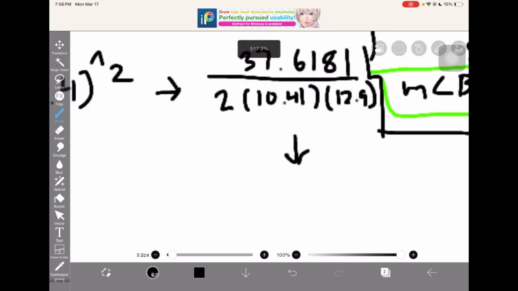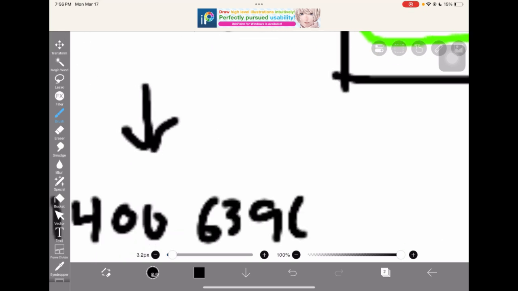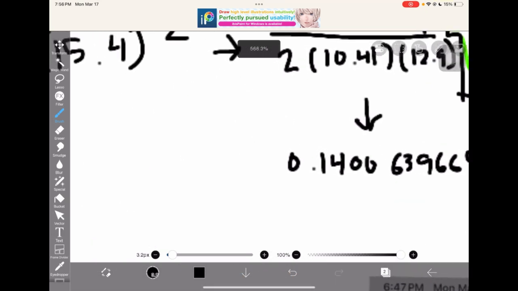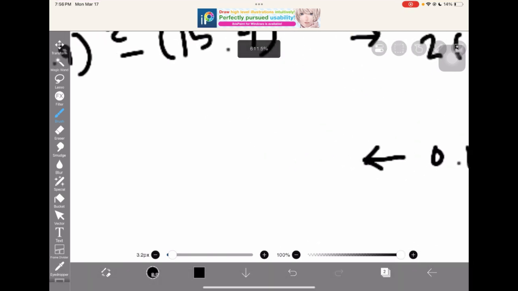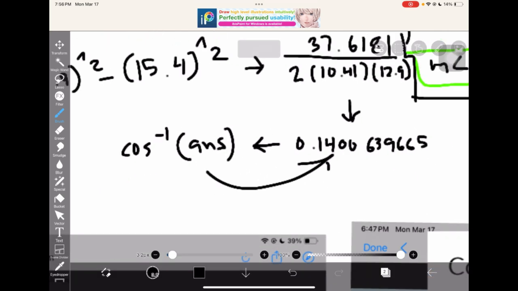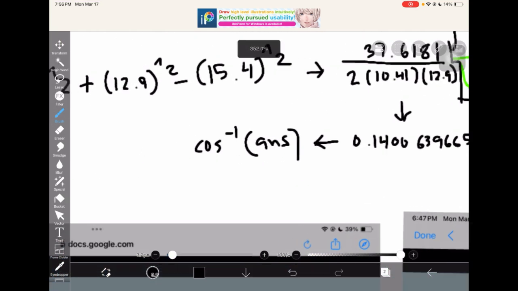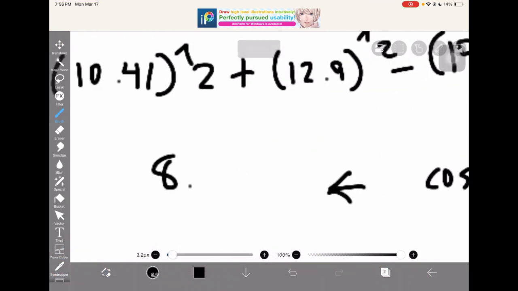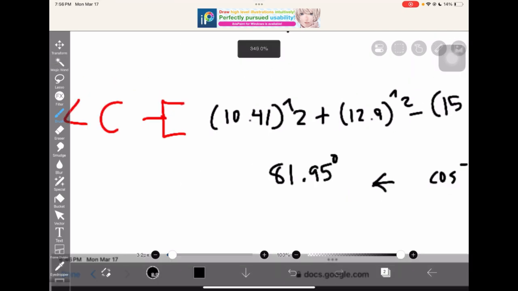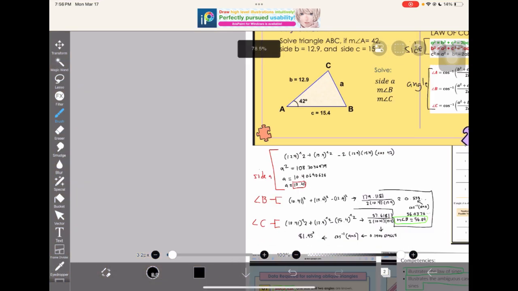So yeah, we do get about 0.140063965, and then we just do cosine -1 answer, which was just this one. So we're going to do cosine -1 answer, and that's equal to 81.95. Is that correct? Okay, so let's see. 81.95 degrees. Oh, I can't mark it for some reason.